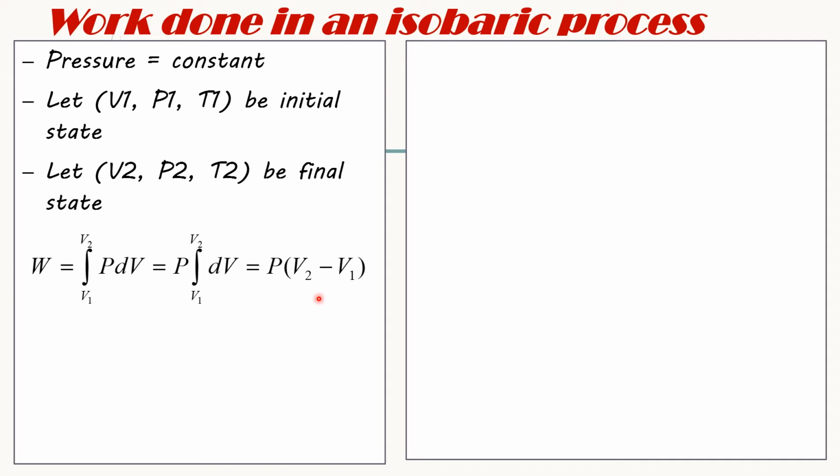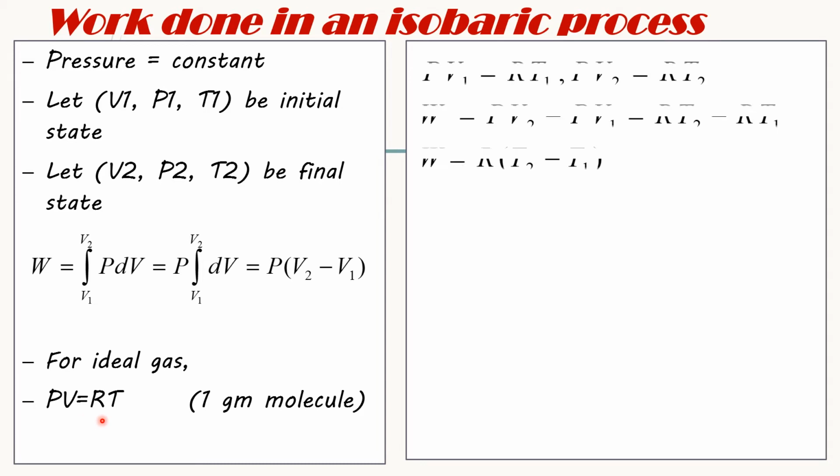Now we will see what happens in the case of an ideal gas. We will use the ideal gas equation PV is equal to RT, and we will use that for both the initial state and the final state. For the initial state, we can write PV1 is equal to RT1, and for the final state, you can write PV2 is equal to RT2.